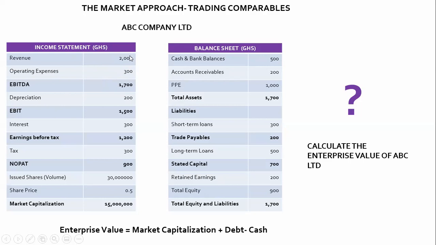Then we run through the various line items like EBITDA, EBIT, earnings after tax, and all of that. So you get the ratios, the EV and the equity value ratios, and then you multiply them by the respective line items to determine a range of value for ABC Company Limited based on the trading comparables method. After that, you move to other valuation methodologies to determine other values. And then that's going to give you a solid frame to actually work with.